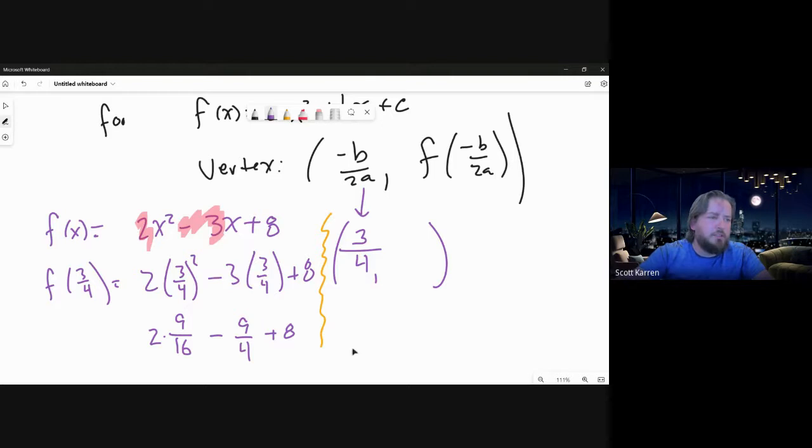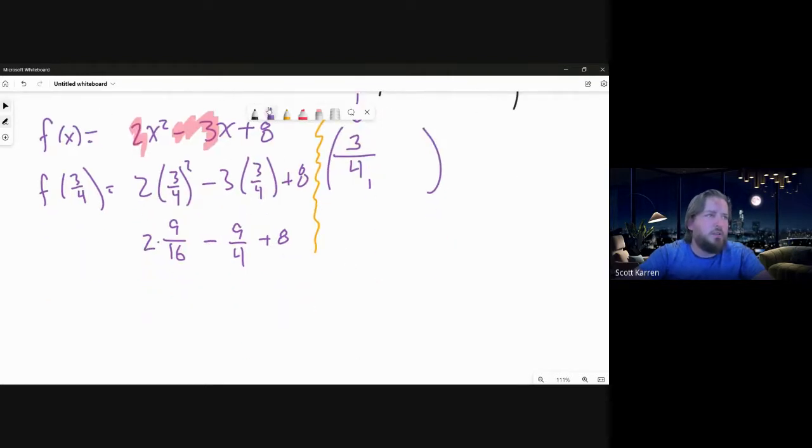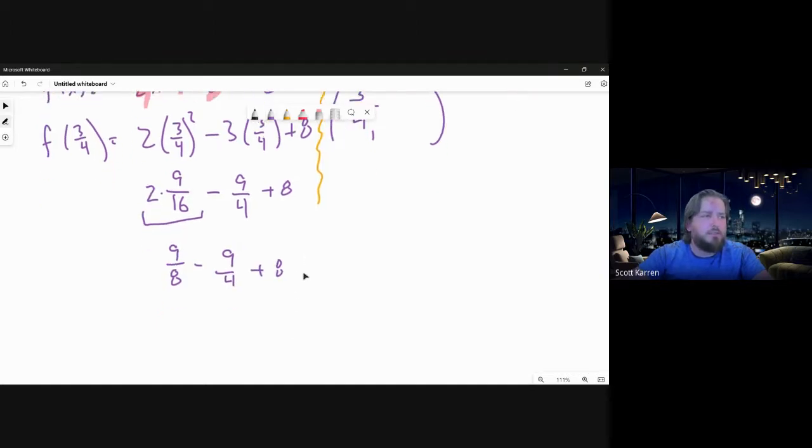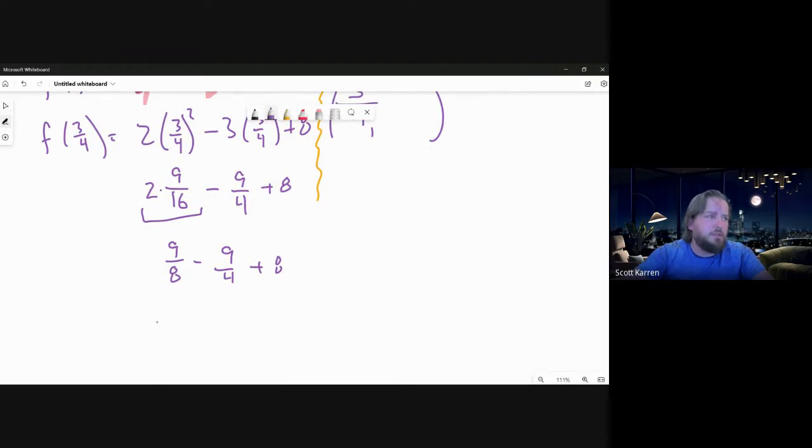Now if I simplify just a bit here, multiplying the 2 in here simplifies this to 9 over 8, minus 9 over 4, plus 8. And I'm just going to put everything over 8s so that I can combine these. This is already over 8, that's 9 over 8. Minus, to get this to be over 8, I'm going to multiply the top and bottom by 2, so that's minus 18 over 8. And then plus, I'm going to call the 8 8 over 1 and multiply top and bottom by 8. That would be 64 over 8.